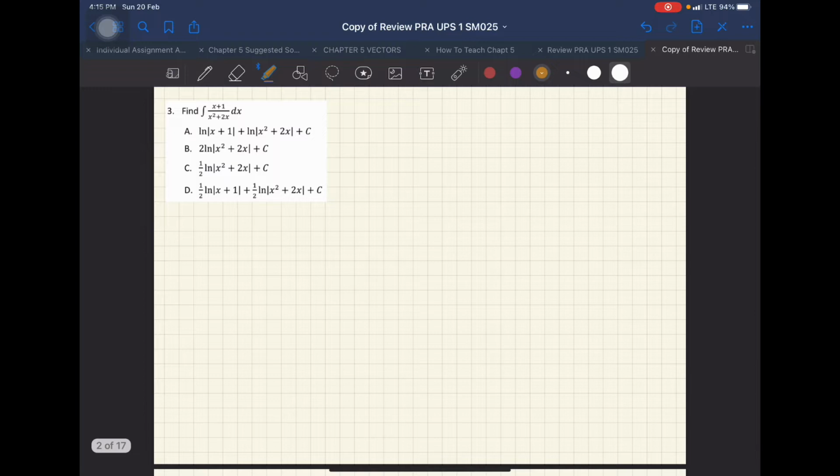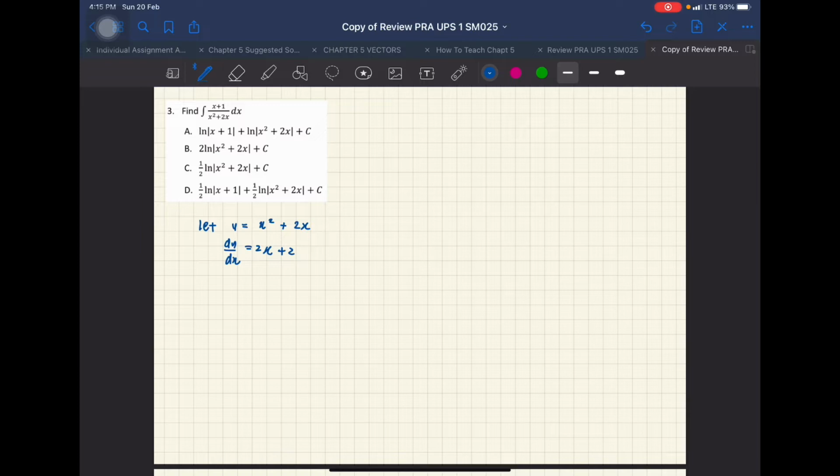Nombor 3, kalau tengok, dia ada dua cara. You have two methods to solve. The first one is awak boleh guna substitution. So saya guna substitution. Let u equal yang denominator. So I will have x square plus 2x. Then du dx is equal to 2x plus 2.